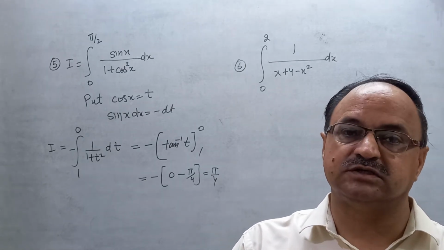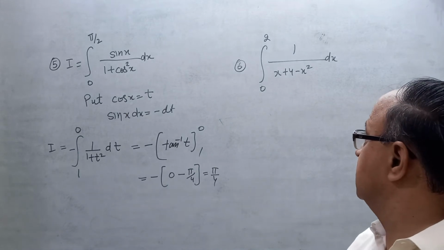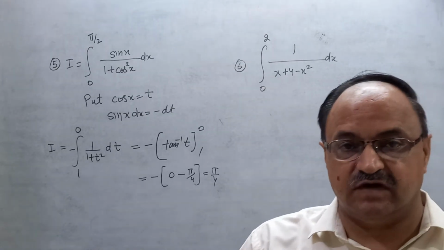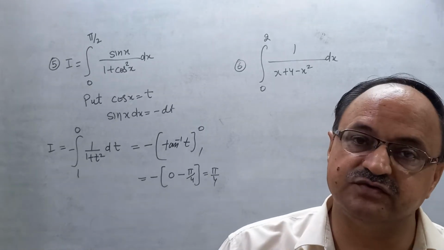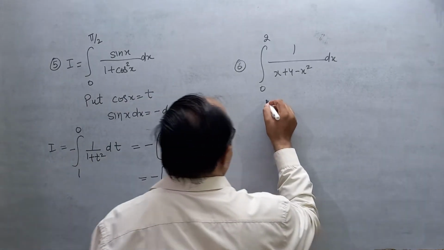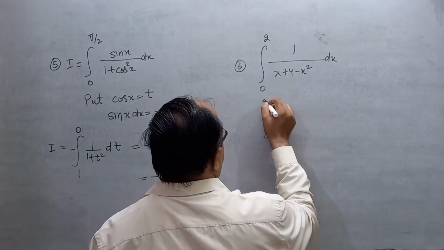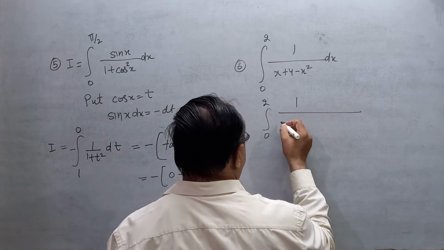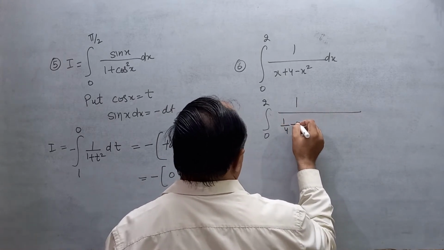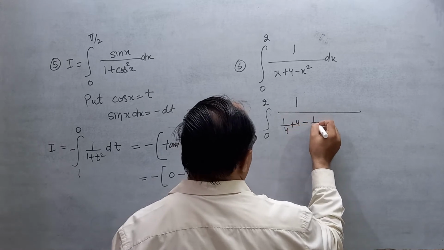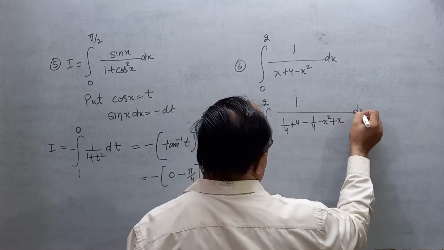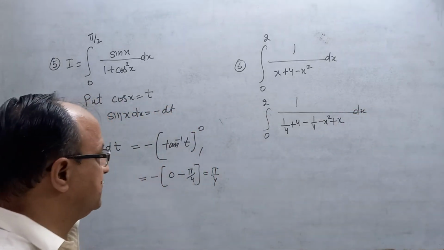Add and subtract what? You know that the coefficient of x in this question is 1, and the half of 1 is 1 by 2, and the square of 1 by 2 is 1 by 4. Then add and subtract 1 by 4 in the integral from 0 to 2.